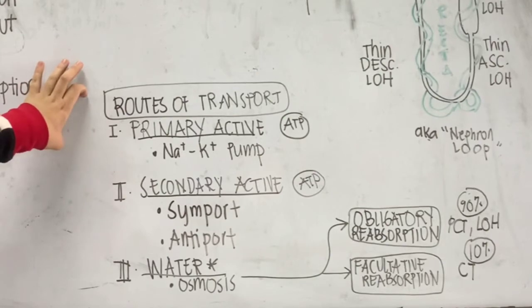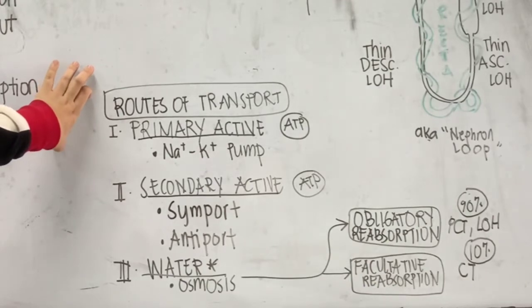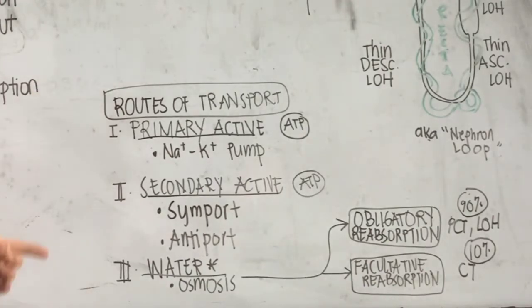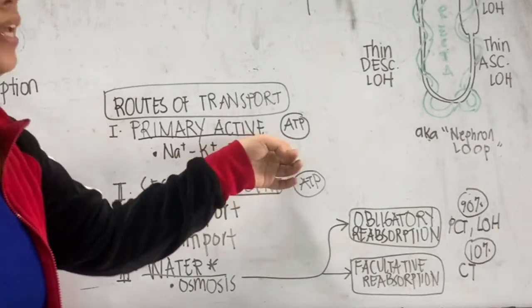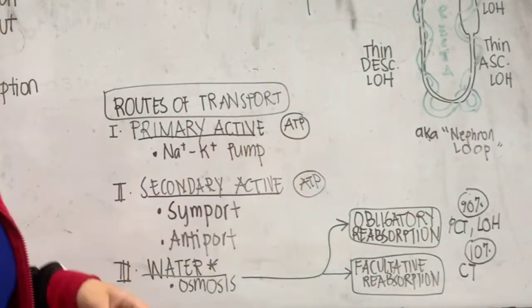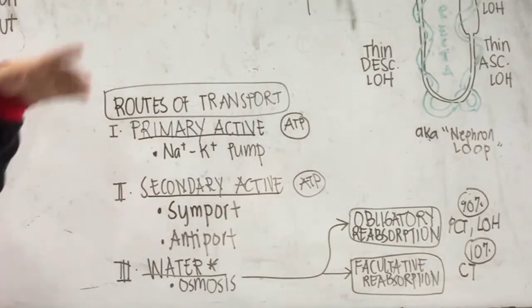Because this is how your different and various electrolytes and substances move in and out of your nephron. So we have number one, this is your primary active transport. This utilizes ATP right away. An example of this one is your sodium-potassium pump, which we will also see in your nephron.